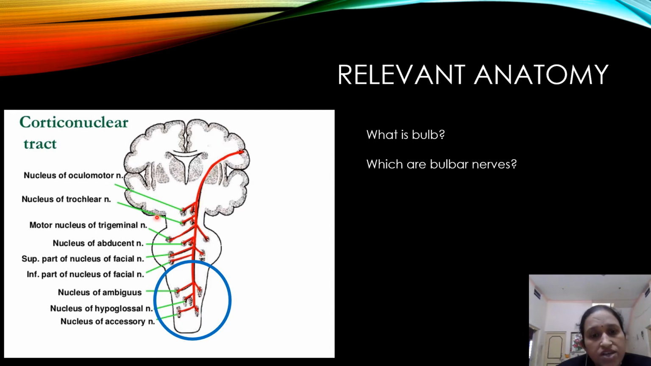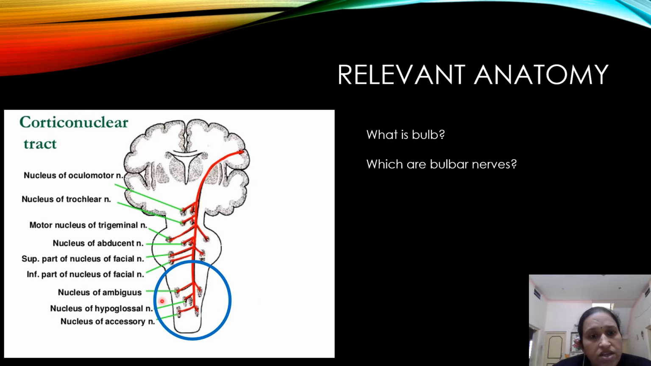Here you can see very well that this part is the medulla oblongata, and from the cerebral cortex the nerve fibers are arising and coming down and terminating in these nuclei, and from here the cranial nerves take their origin and supply the various parts of the head and neck. Okay, so I hope this is clear to you.